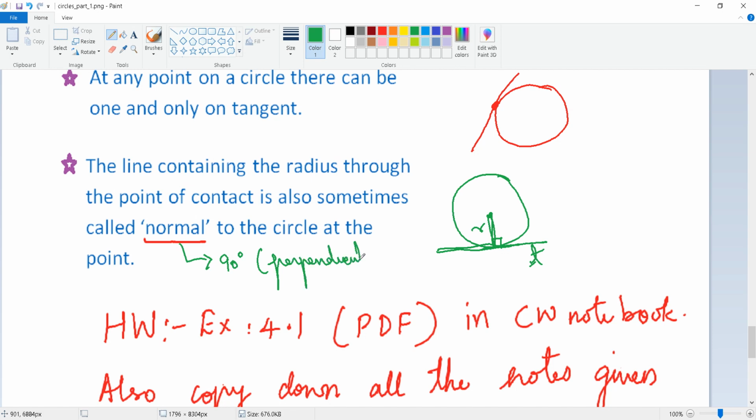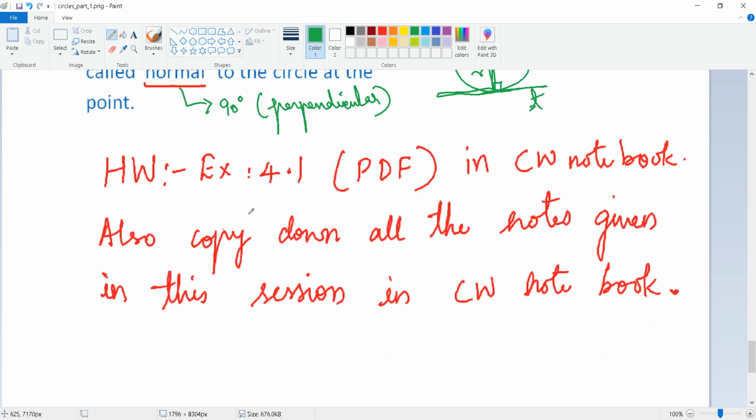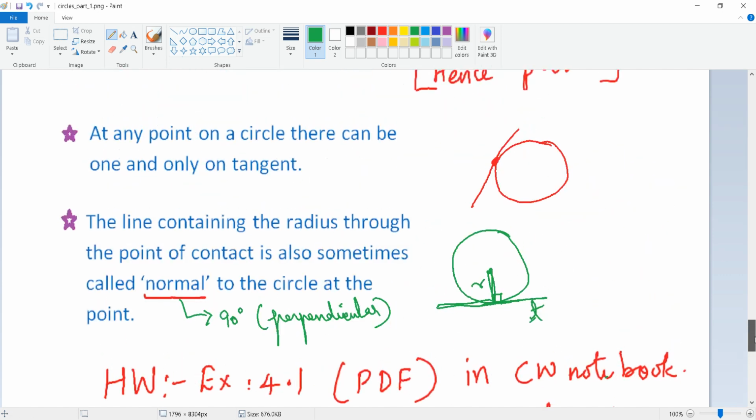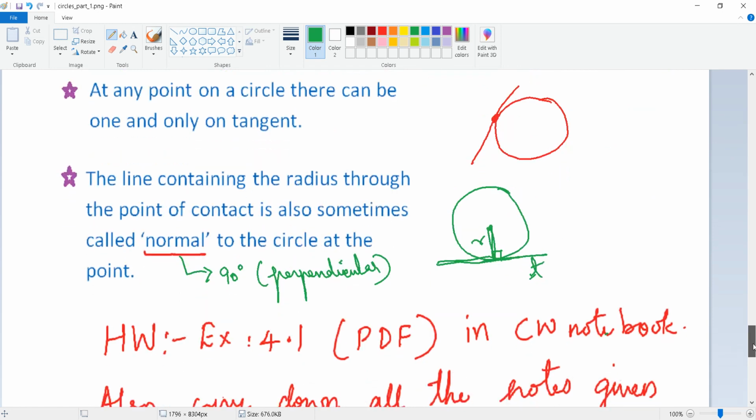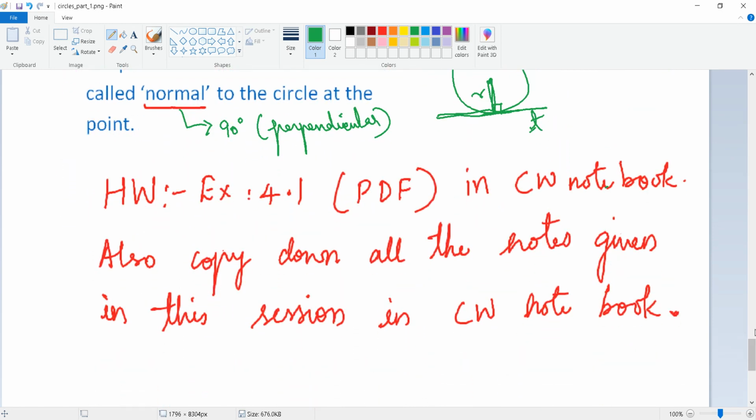All right, so now you have to solve exercise 4.1. From your PDF you can solve exercise 4.1 in your classwork notebook, okay? Also copy down all the notes given in this session in your classwork notebook. I want you first to write everything I have explained so far, and after that you can start exercise 4.1. Those who have the textbook can refer to 4.1, so you finish it off.